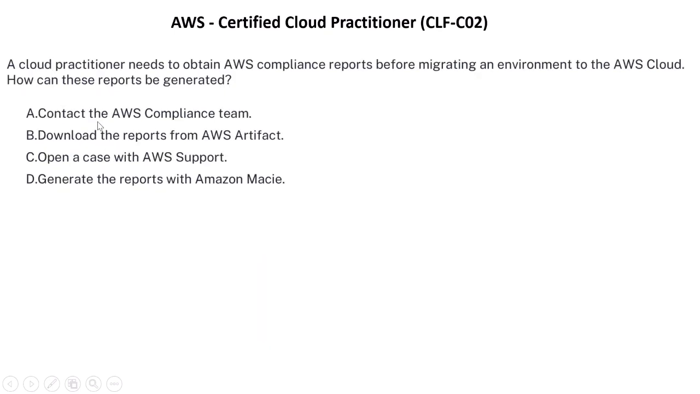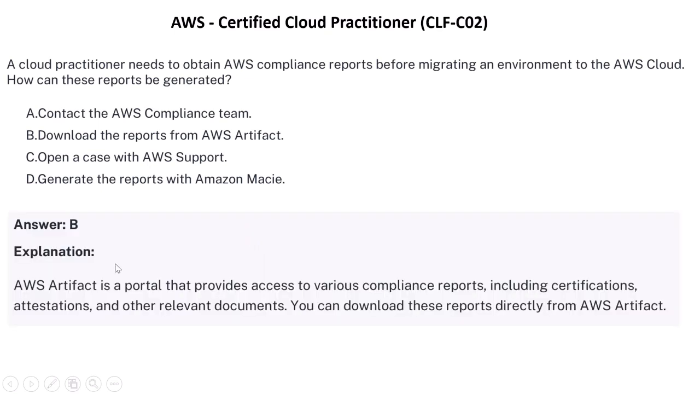Next question. A cloud practitioner needs to obtain AWS compliance reports before migrating an environment to the AWS cloud. How can these reports be generated? Options are option A, contact the AWS compliance team. Option B, download the reports from AWS Artifact. Option C, open a case with AWS Support. Option D, generate the reports with Amazon Macie.